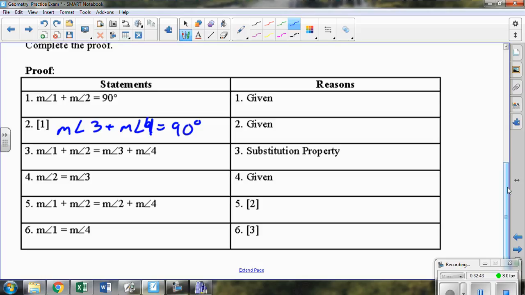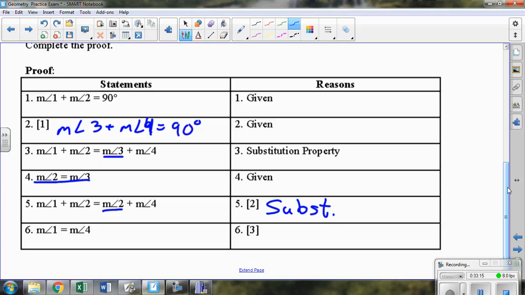How do we go from line 3 to line 5? Well, what we need to observe is what's different from them. The only difference is that measure of angle 3 has been replaced with measure of angle 2, and in line 4 we saw that those were the same, so this is a piece where we applied substitution. We replaced angle 3 with angle 2 because their measures are the same.